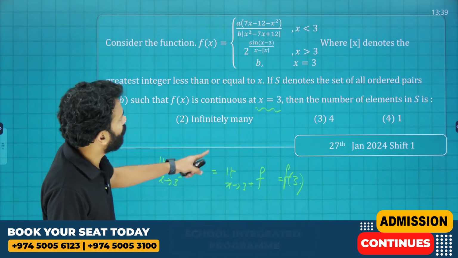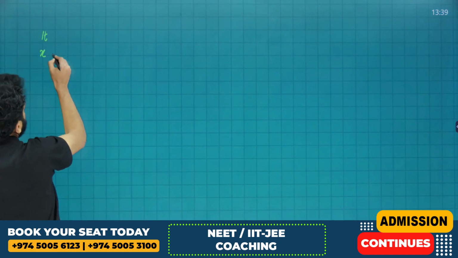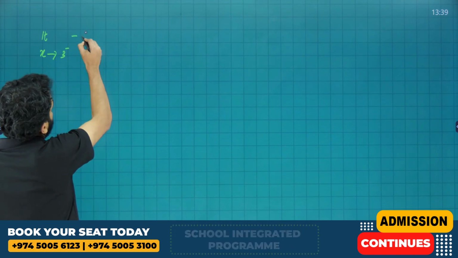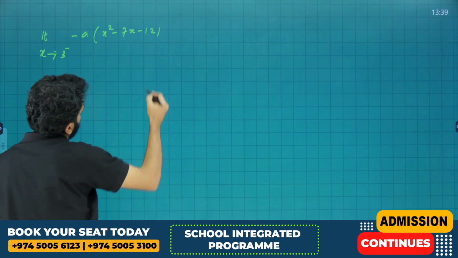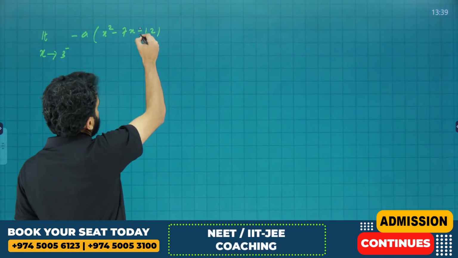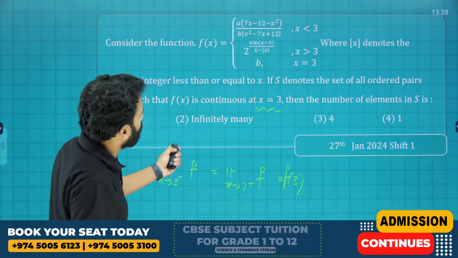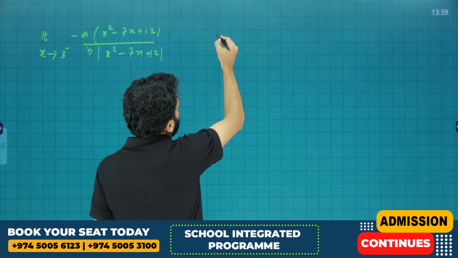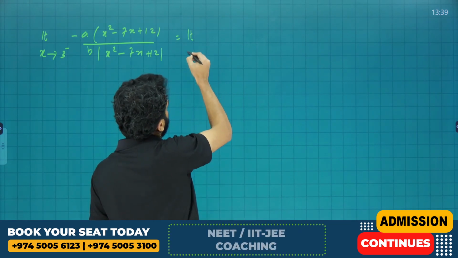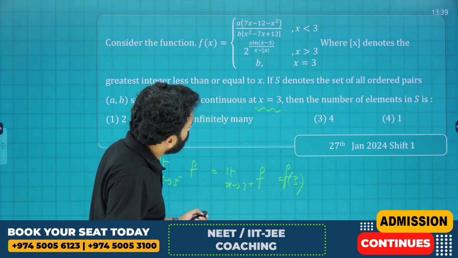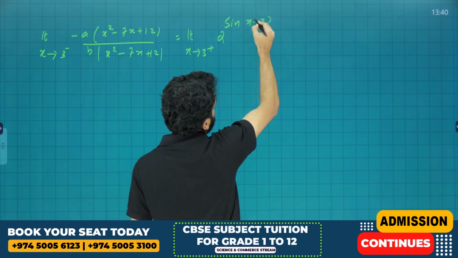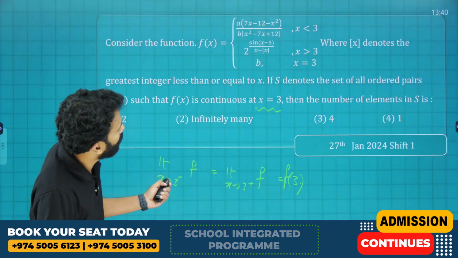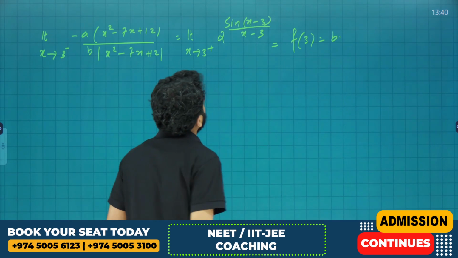Limit x tends to 3 minus f of x will be minus a into x square minus 7x plus 12, divided by b into box of x square minus 7x plus 12, for x less than 3. This is equal to limit x tends to 3 plus of 2 raised to sine x minus 3 divided by x minus 3. Box of 3 point something is 3, that's why I have written 3 there. And the last one is f of 3, which is equal to b. From this we need to formulate a and b.